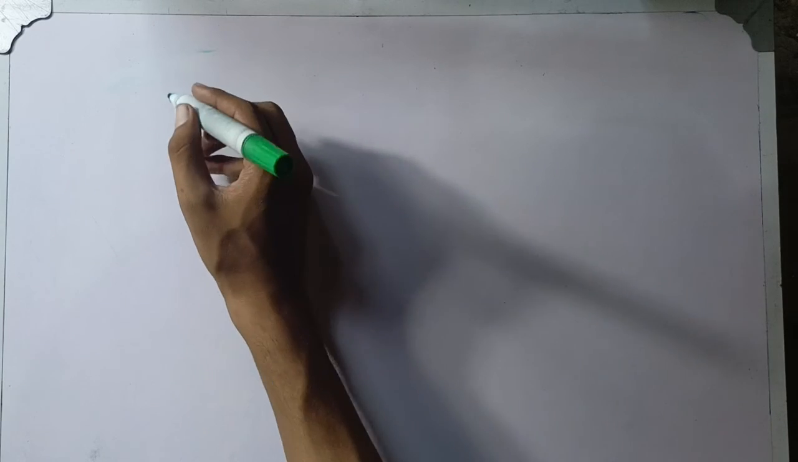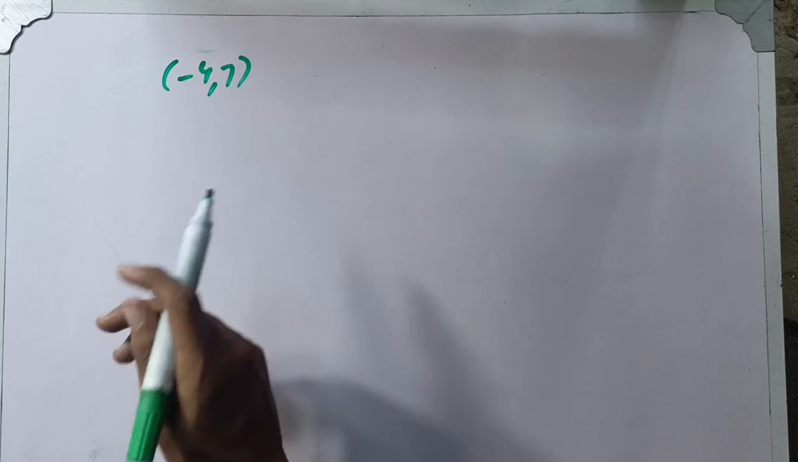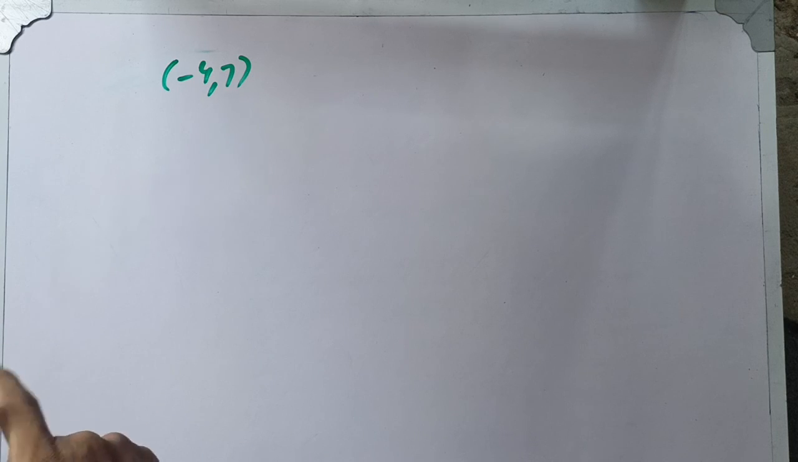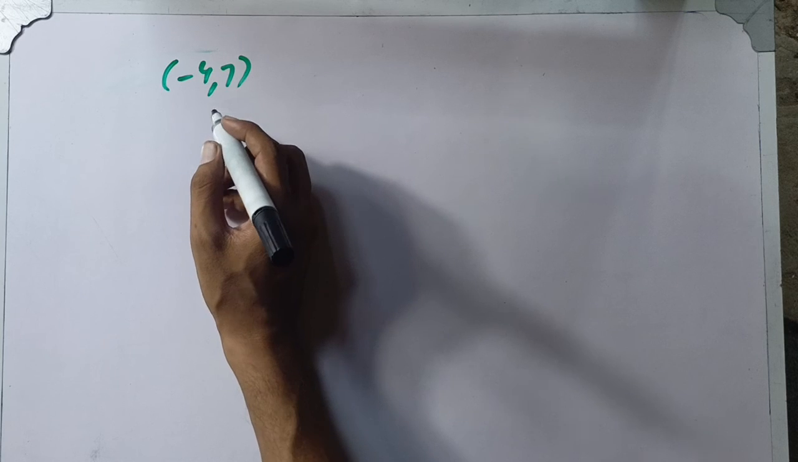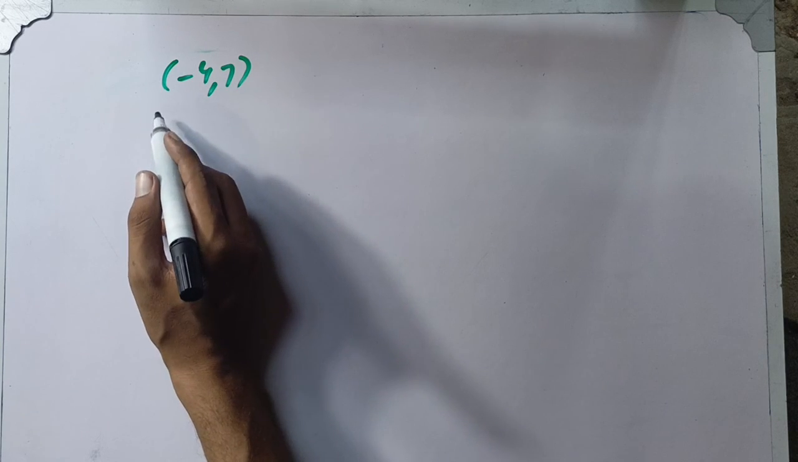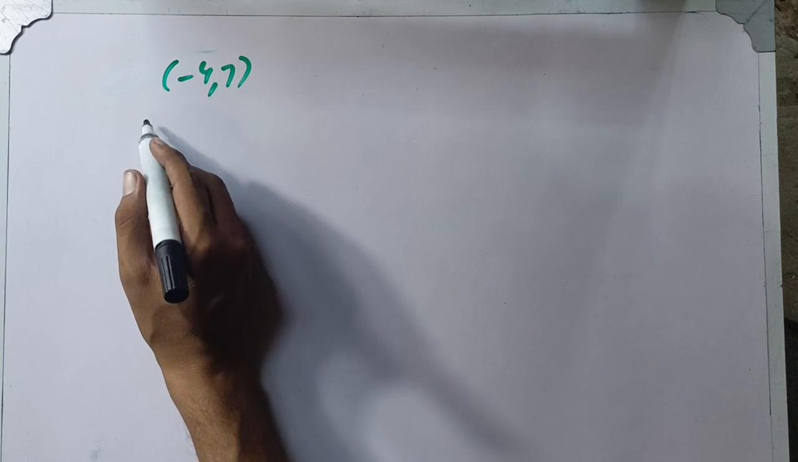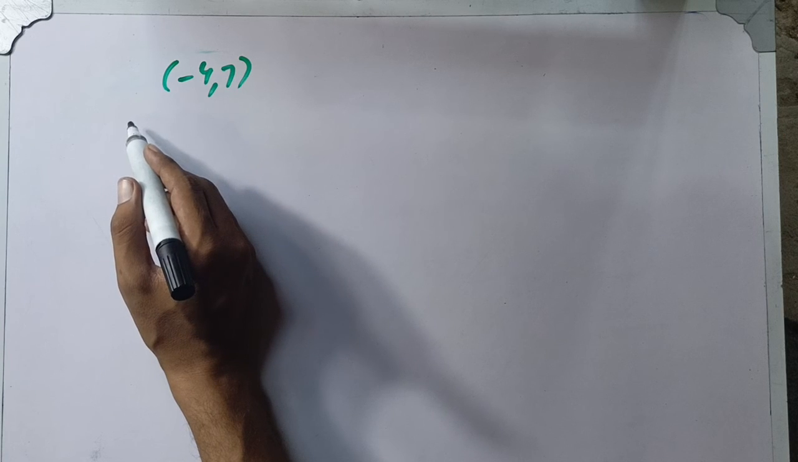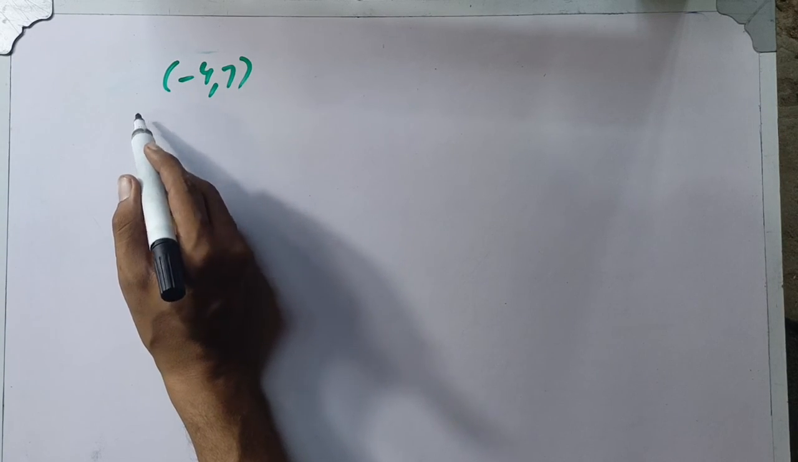Okay. So we have a question that minus 4 plus 7 iota is a complex number, and we have to find out the inverse of that complex number. To find the inverse of the complex number, we have different ways. Here we are going to use the formula to find the inverse of a complex number.